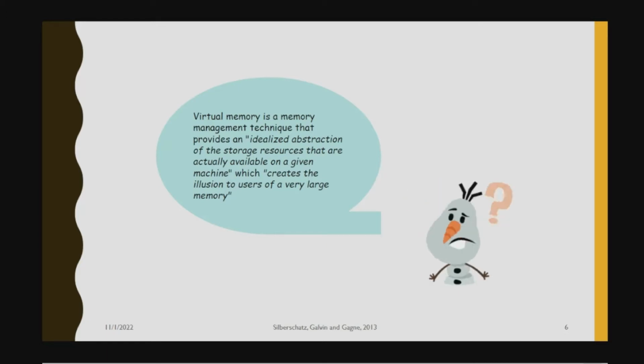Virtual memory is a memory management technique that provides an idealized abstraction of the storage resources that are actually available on a given machine. So this is the key of virtual memory, to provide the idealized abstraction. This part creates the illusion to the users of a very large memory. We just think that we have a big storage, but actually in the physical part there is no storage of that size.